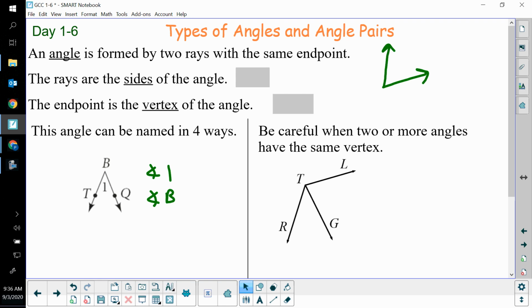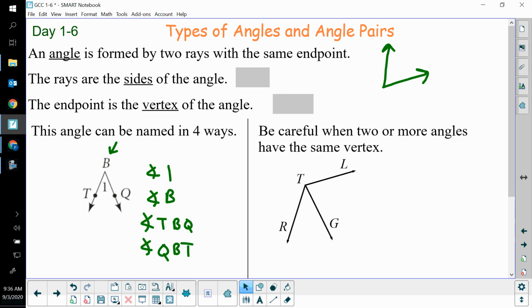Or you can name an angle with 3 letters. Now notice when we're naming these, they're capital letters because points are always with capitals. Now when you name it with 3 letters, you need to make sure the vertex, the B, is in the middle. So we could call this angle TBQ, or we could call the angle QBT. Any of those 4 would be correct.